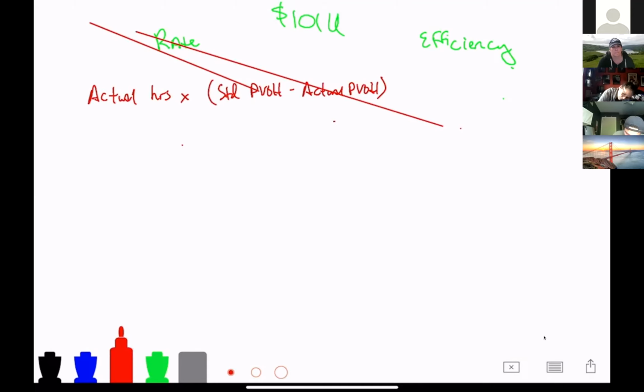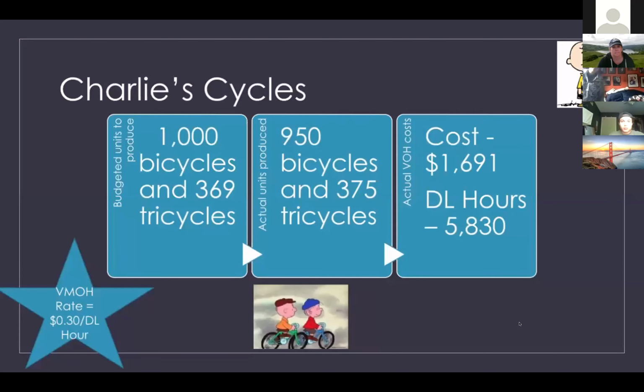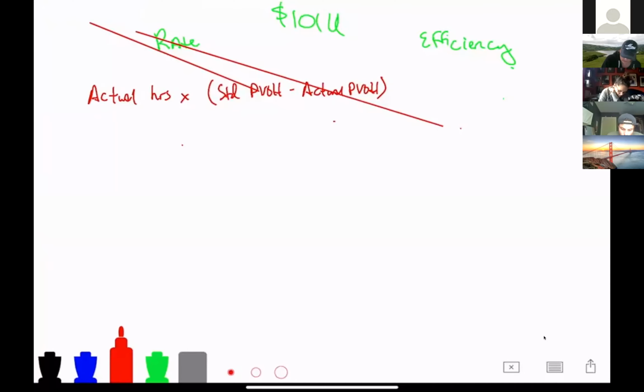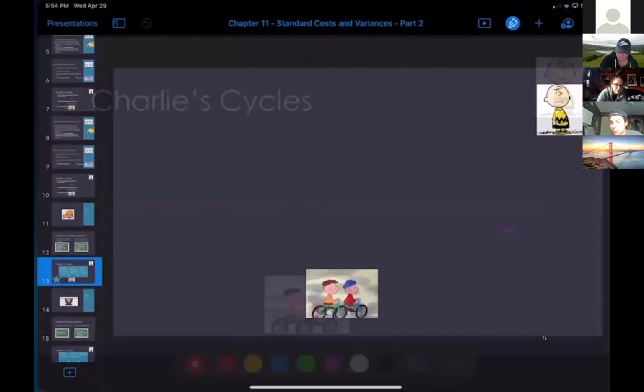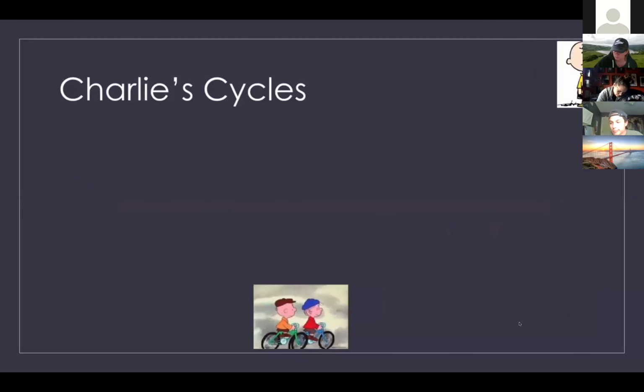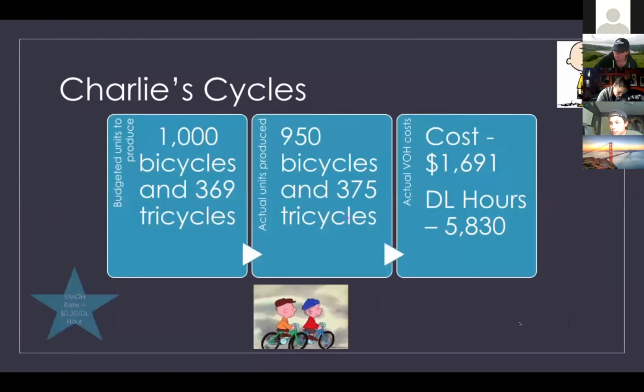So our actual hours are 5,830. This number here. So here, actual hours, 5,830. We take that by the difference between our standard PV, predetermined variable overhead rate, which was 30 cents, which comes from here.